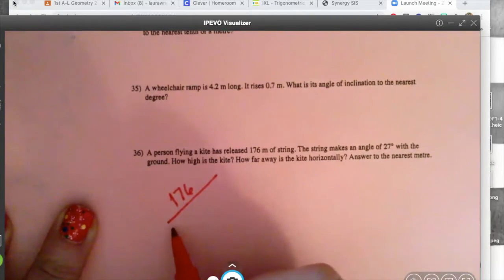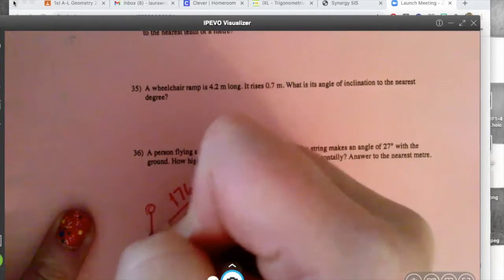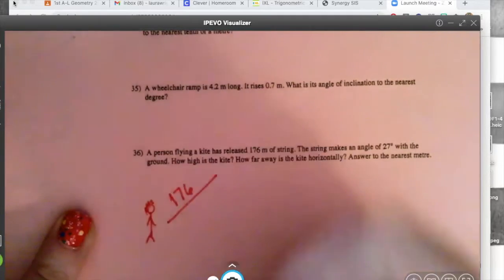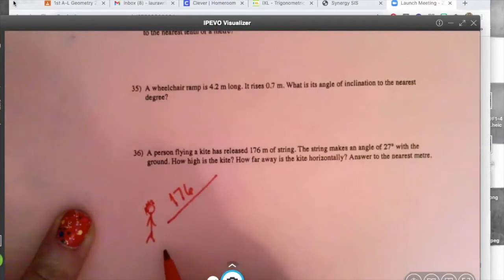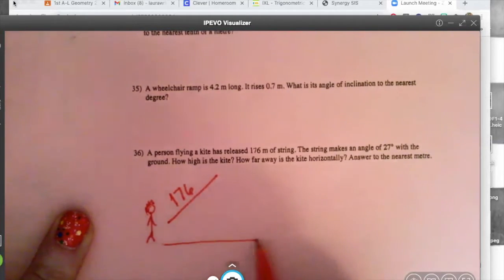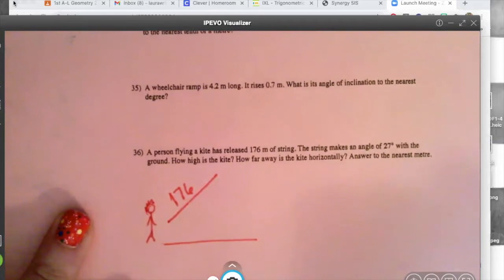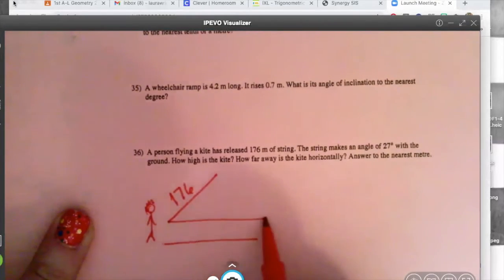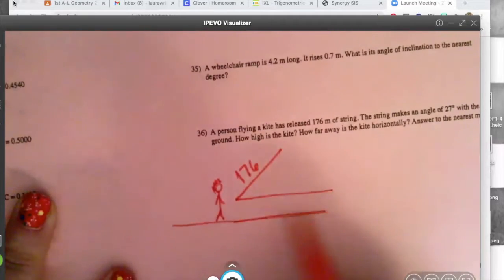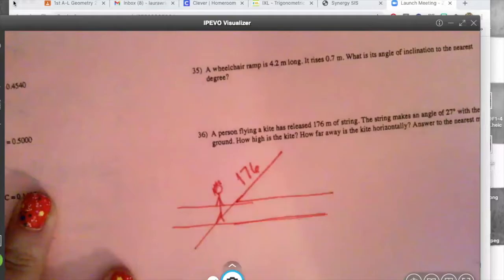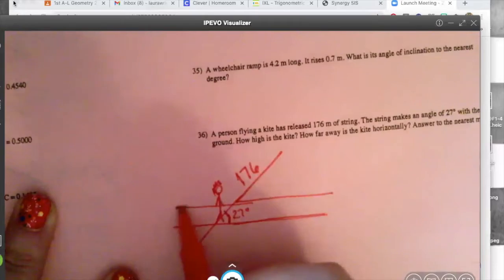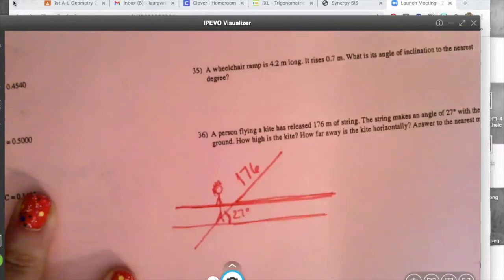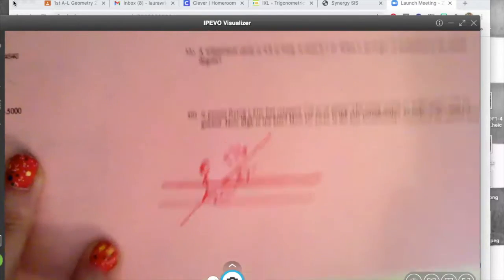So here's the thing about flying a kite, right? This person right here that's flying this kite, I probably should have had them touch the string. That'll be okay. The kite string doesn't go all the way down to the ground. So what you have to do is you just have to kind of imagine a parallel line, right? Because we know, because of parallel lines and transversals, that whatever this angle is, it's 27 degrees with the ground. If we make a parallel line at the point where the person's holding the kite string, that's going to be 27 degrees also.